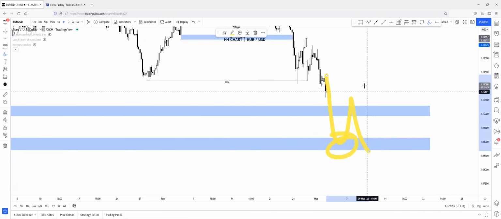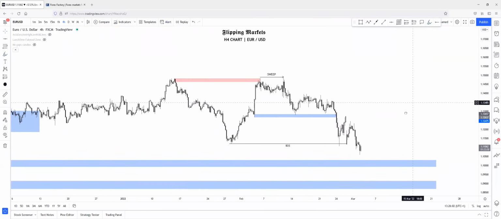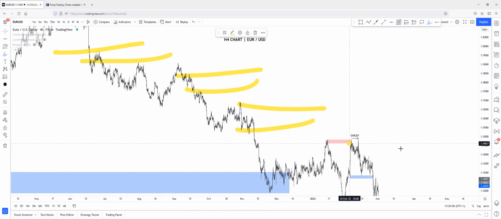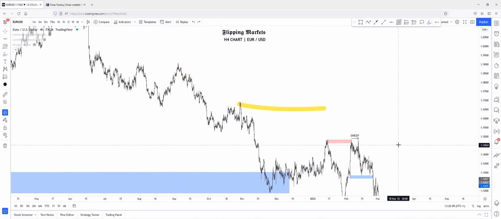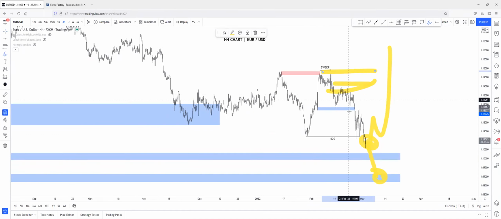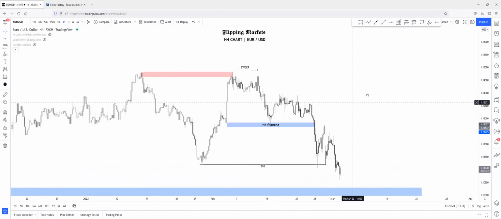After the mitigation of the daily demand area and change of character on the 4-hour chart, we'll be able to see a higher time frame, higher supply mitigations here, somewhere here. But until this daily demand zone has been tapped, I won't believe that price will just reverse in the middle of nowhere here and mitigate the higher time frame supply zones up here. So let's just continue the overall analysis on the 4-hour chart.